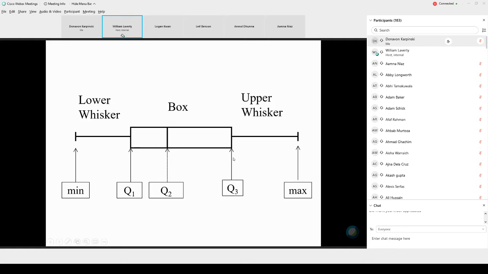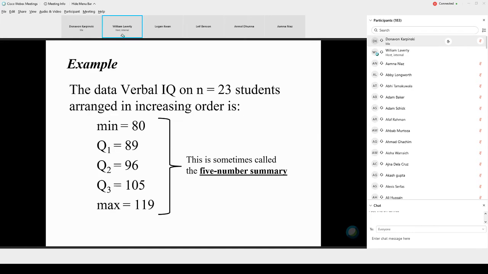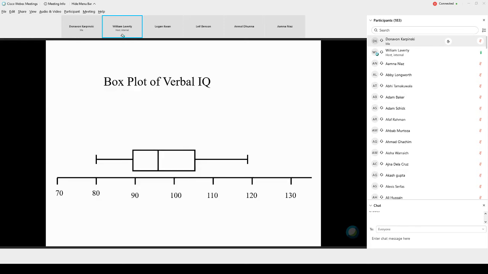The ends of the box are Q1 and Q3, and then there's a line in the middle, Q2, and then the whiskers are going down to the lower half and the upper half. So in the lower whisker, there's 25%. In the lower part of the box, there's 25%. In the upper part of the box, there's 25% of the observations. And in the upper whisker, there's 25% of the observations. So there's the data for verbal IQ, the 3 quartiles, the minimum and the maximum. There's a box plot of verbal IQ.